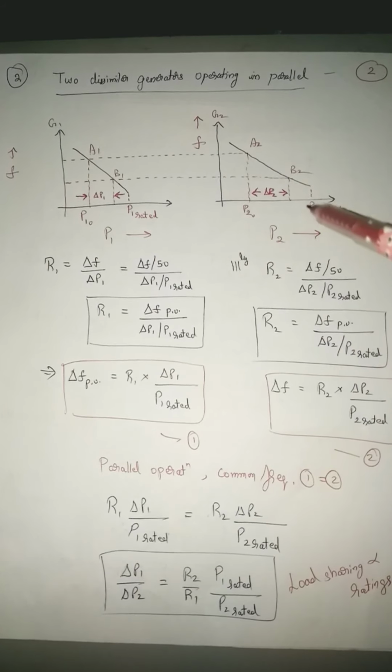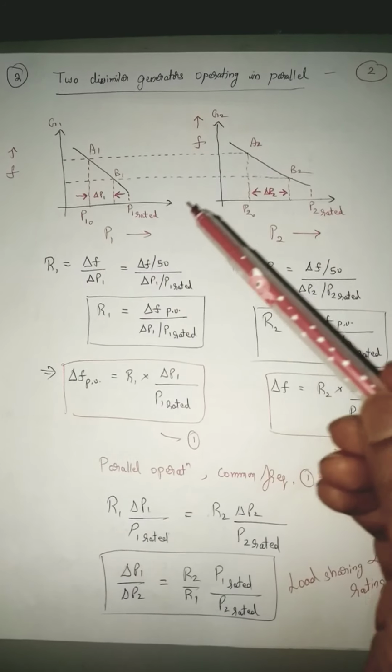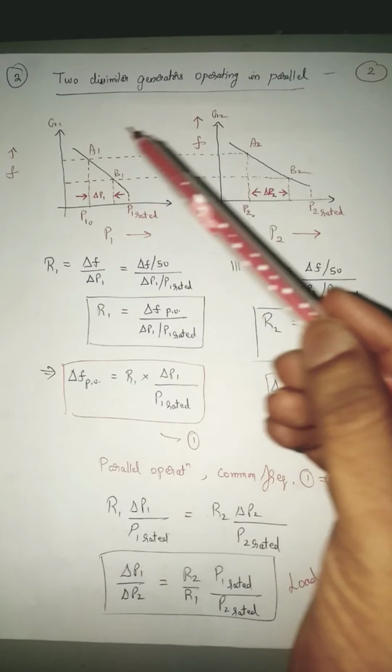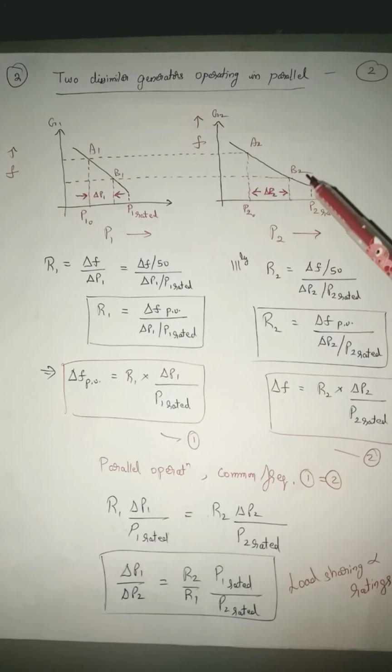See, the concept that is common in both the cases is that whenever there is an increase in the load demand, there is a drop in frequency. So now you have understood the A1, A2, B1 and B2 operating points, and under what circumstance those operating points get shifted.